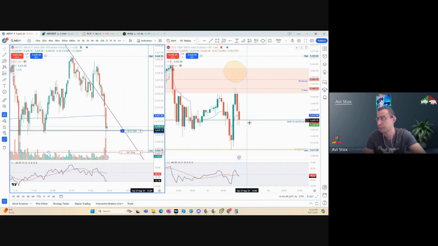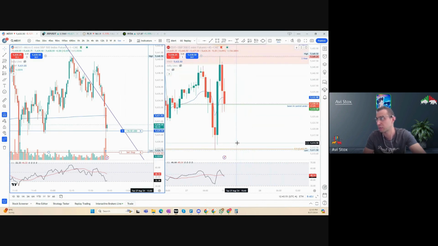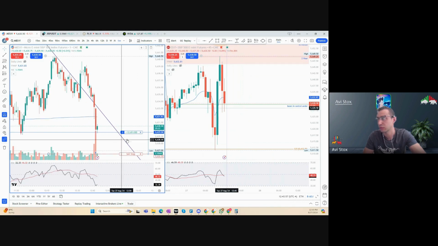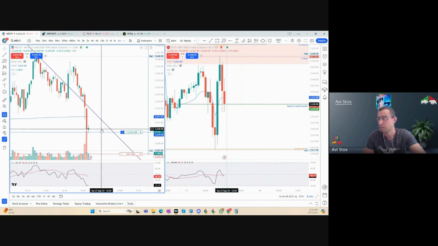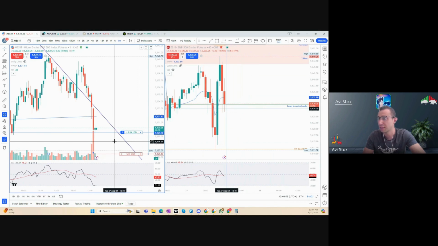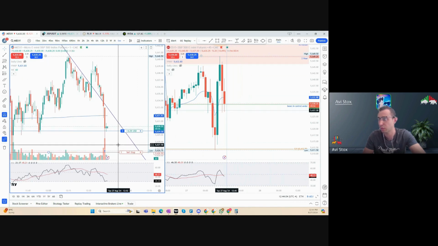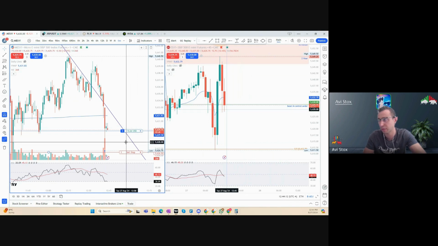Look how it's respecting this level a lot. That's why I wish I had more shares here, let's say 6 shares, with that tight risk to reward, and my average entry would be much lower. That would be phenomenal, but it's okay.